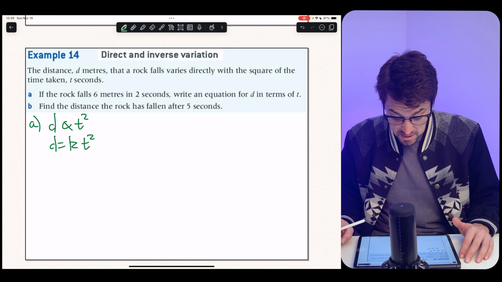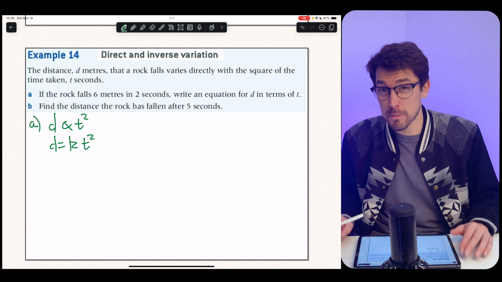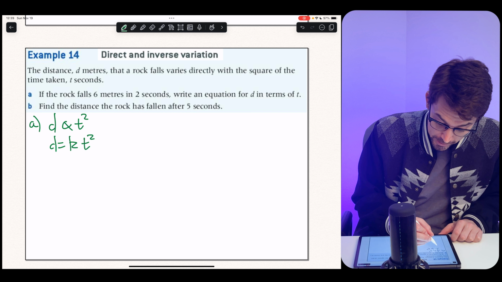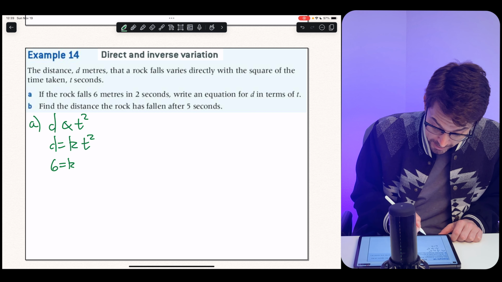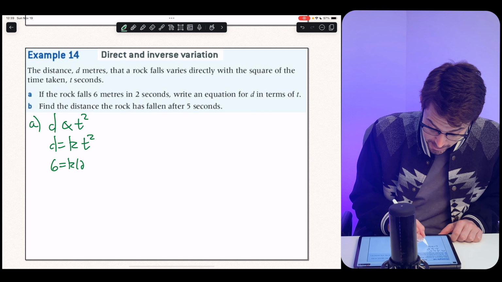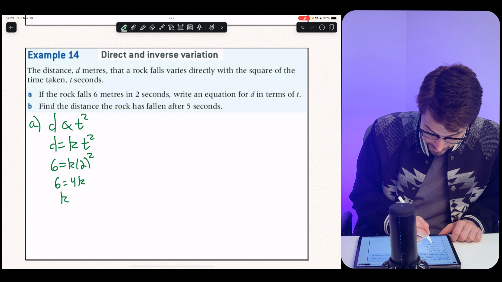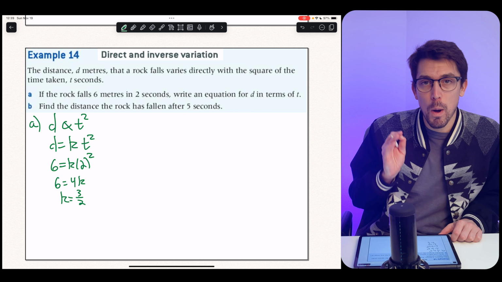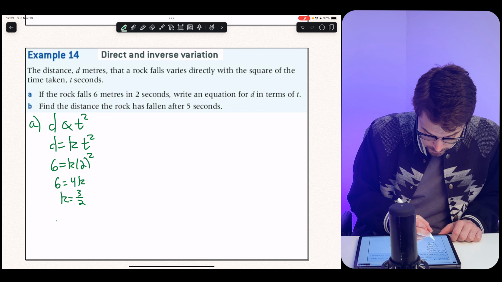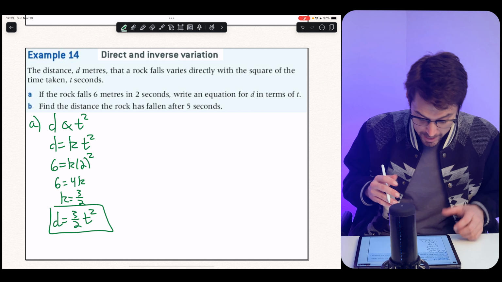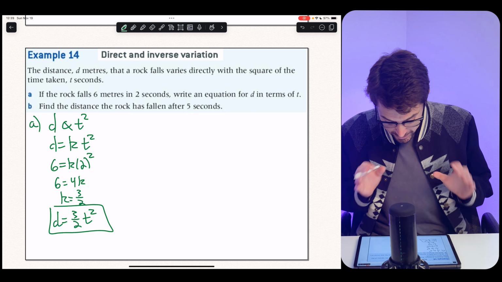What that means is, what is the value of k here? Remember, k is a constant. My distance fallen, d, is 6. I don't know what k is. t is my time in seconds, which is 2. So 6 equals 4k, and k equals 3 over 2. I now have my constant value. So distance is 3 over 2 times the square of time.